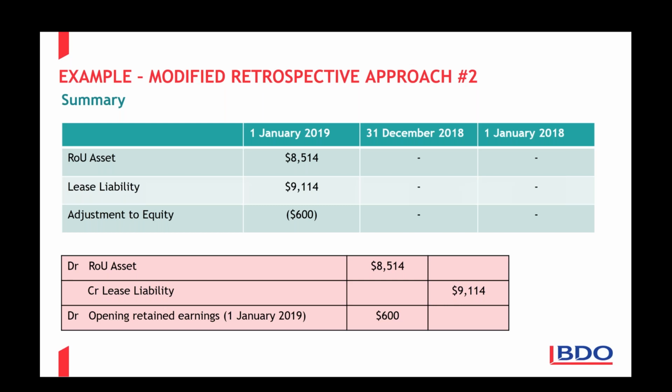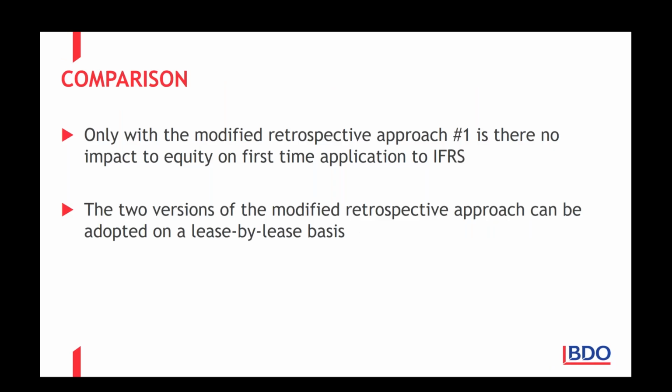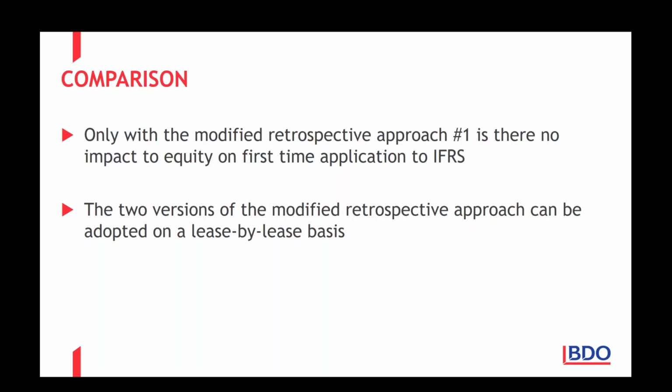So if we look at the comparison, it's only with the modified retrospective approach number 1 that there is no impact on equity, opening retained earnings, on the first time application of IFRS 16. It's the only one. The two versions of the modified retrospective approach can be adopted on a lease-by-lease basis. So you can do modified retrospective approach 1 for your high value leases and modified retrospective approach 2 for maybe lower value leases. And I think that's an important thing to remember.